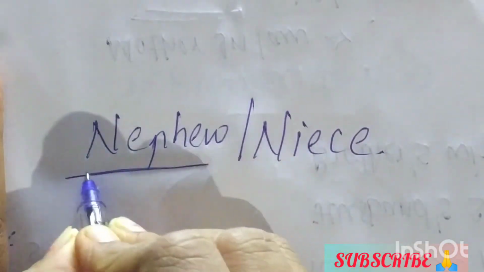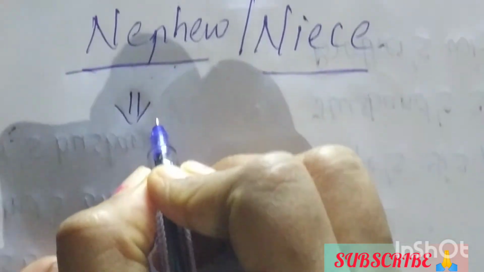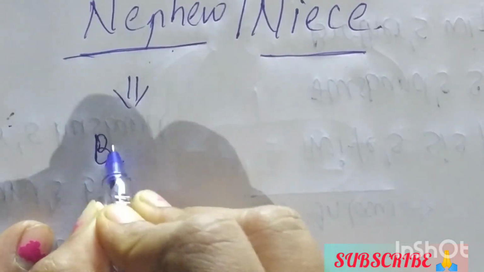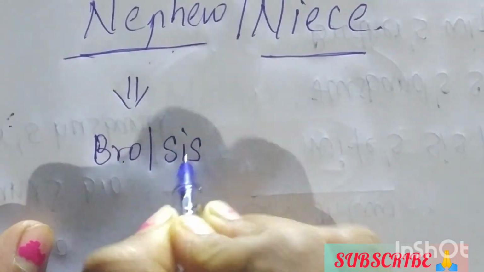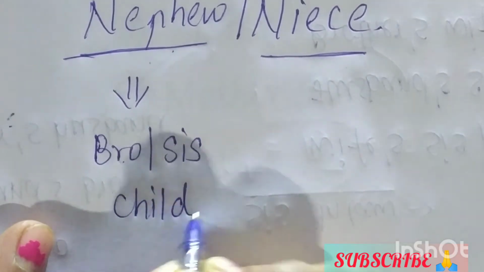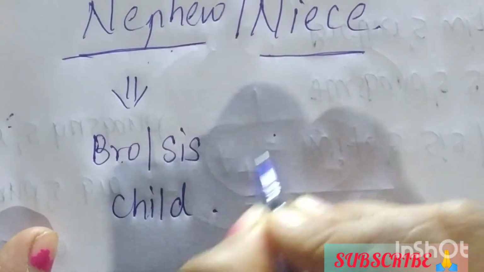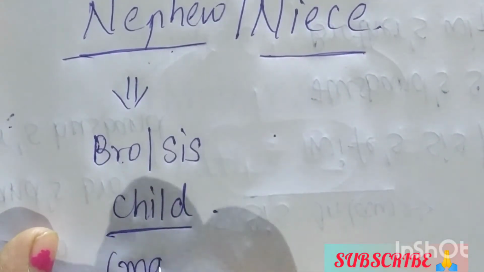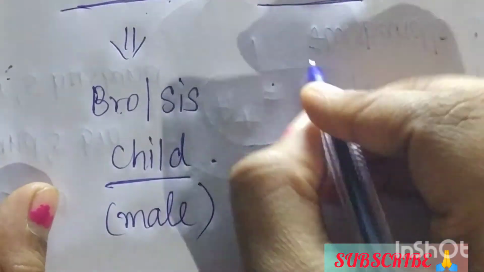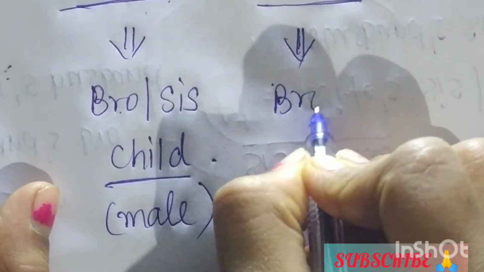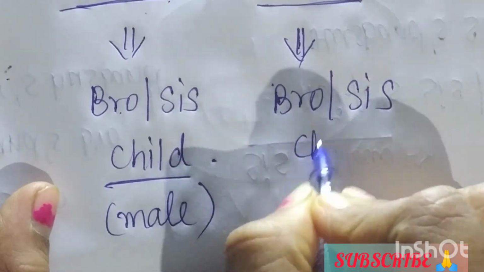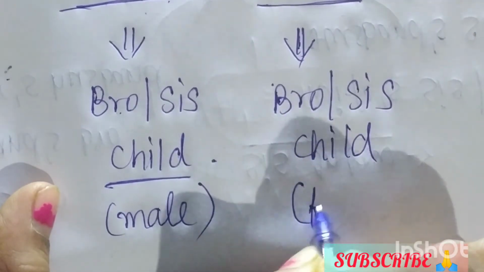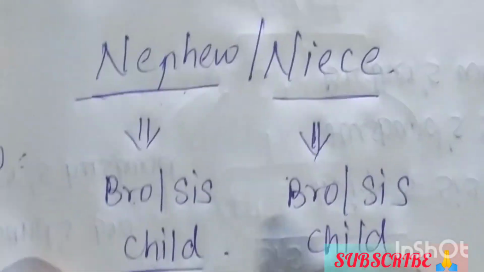Always remember, nephew is male and niece is female. Nephew in the sense, a brother's or sister's child who is male. Then again a brother's or sister's child who is female is niece.